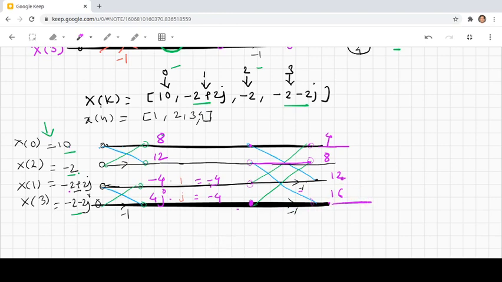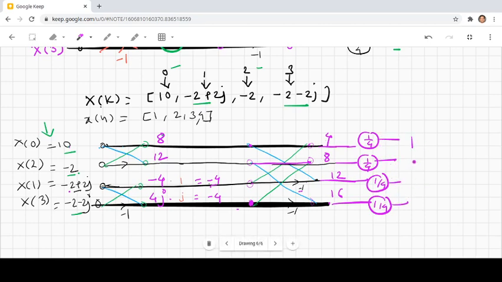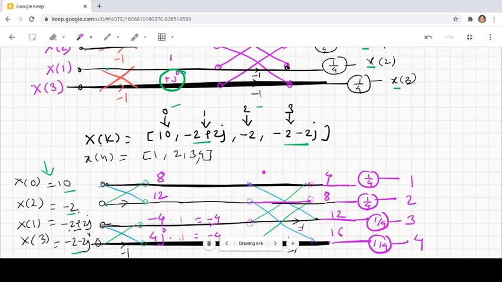And this answer you have to multiply by 1 by 4, to get 4 divided by 4 is 1, 8 divided by 4 is 2, 12 divided by 4 is 3, 16 divided by 4 is 4. So this way you can obtain the IDFT of this DFT using the same approach we applied, by making these 3 changes.